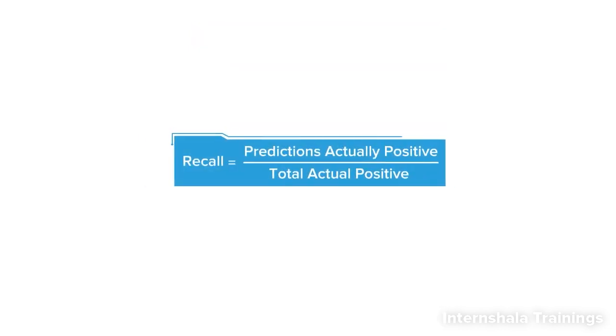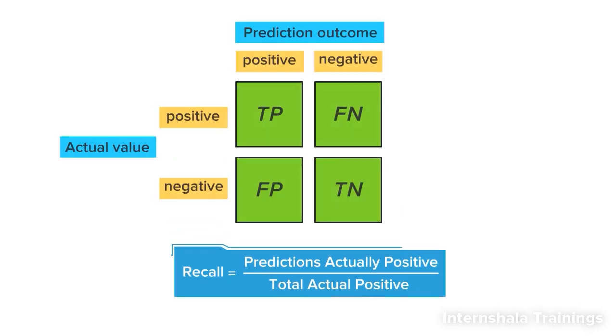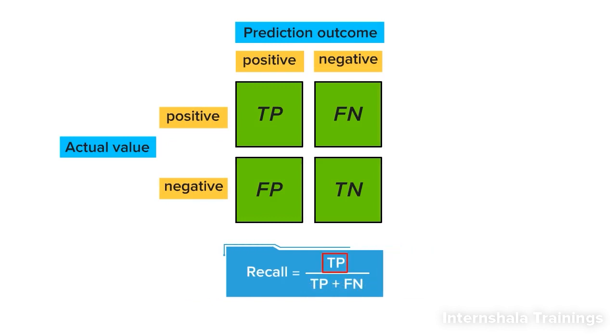Now let's shift our focus to another evaluation metric which we'll learn in this video, that is recall. This metric is also commonly used in the industry. Recall can be defined as the ratio of the number of positive predictions that are actually positive and the total number of actual positive values. Looking at the confusion matrix, this can be defined as TP over TP plus FN.